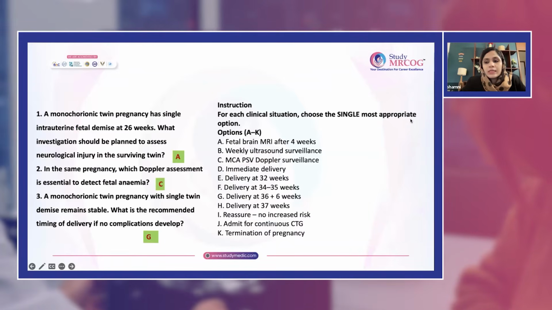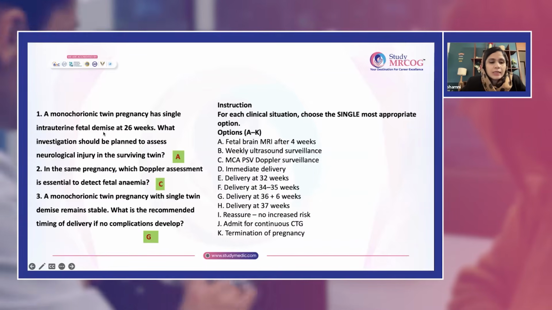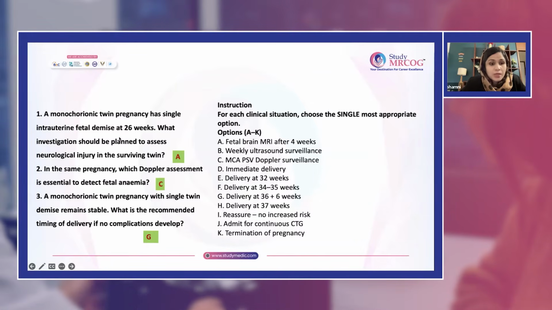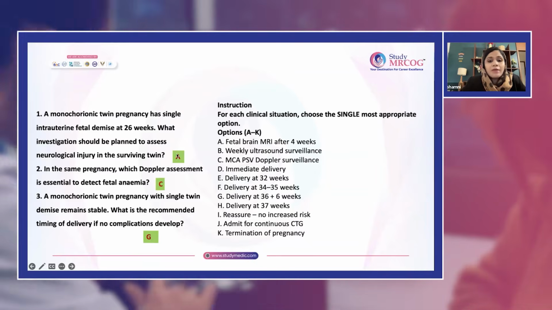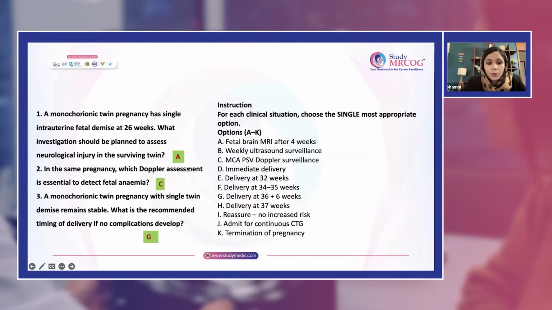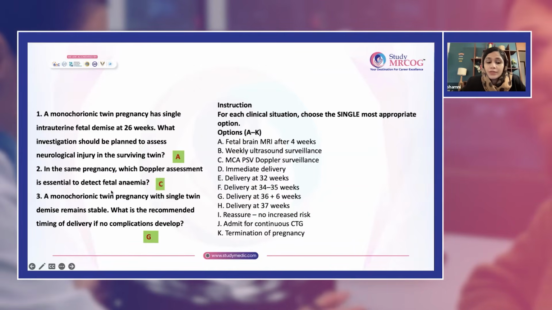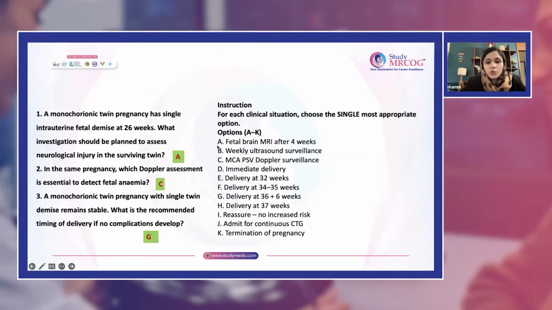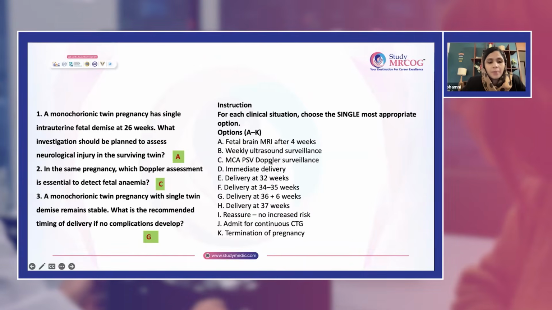So let's discuss this EMQ. A monochorionic twin pregnancy has single intrauterine fetal demise at 26 weeks. What investigation should be planned to assess the neurological injury? We have already discussed this before. It is going to be a fetal brain MRI after 4 weeks. In the same pregnancy, which Doppler is used to detect fetal anemia? You know that it is going to be the MCA PSV Doppler. Option C is the answer.